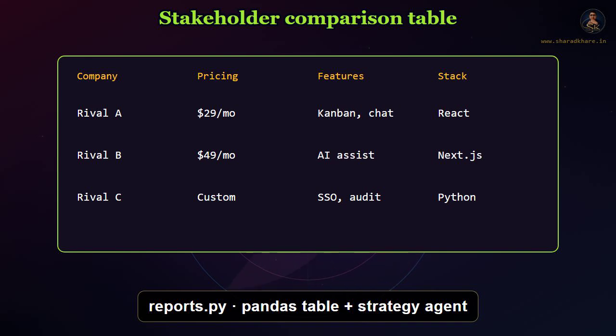A truncate function shortens long text to about 100 characters with an ellipsis so table cells do not explode. Generate comparison report takes the list of competitor dicts. If the list is empty, Streamlit shows an error and returns early.